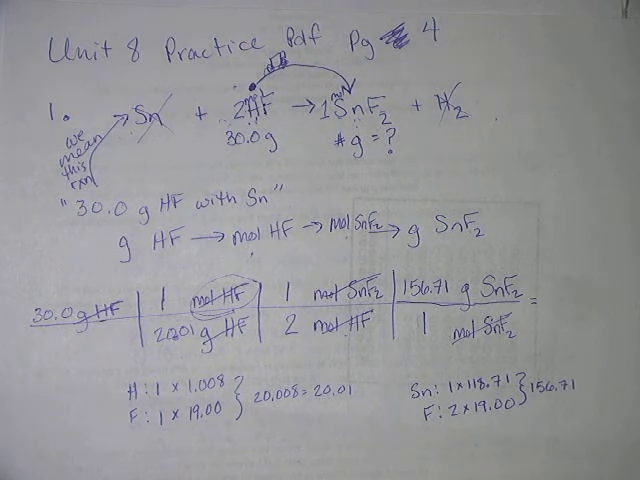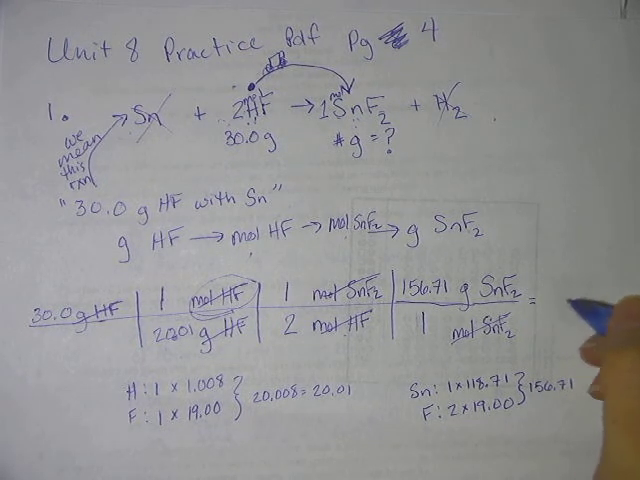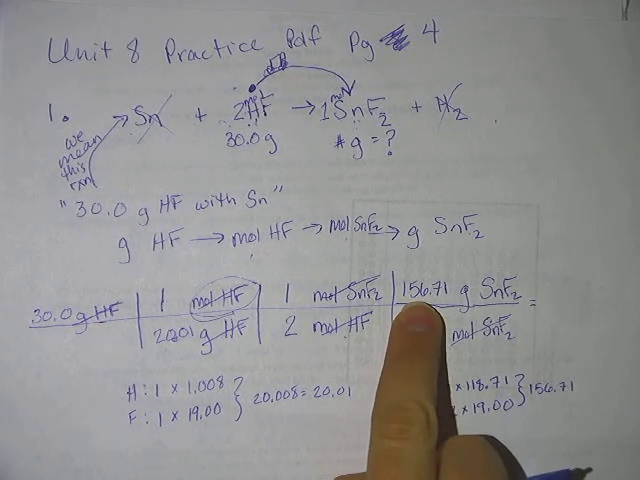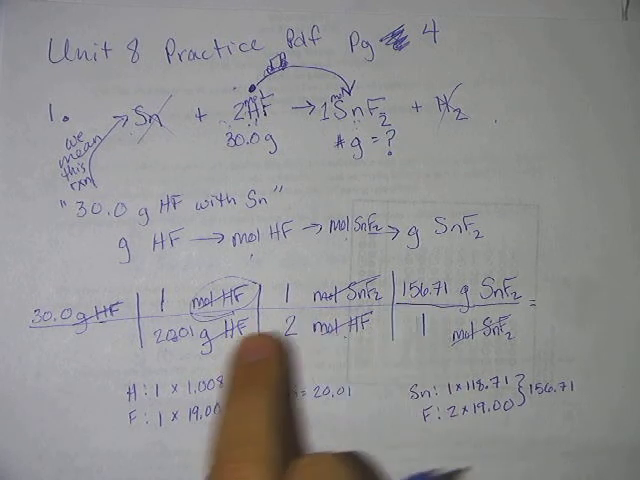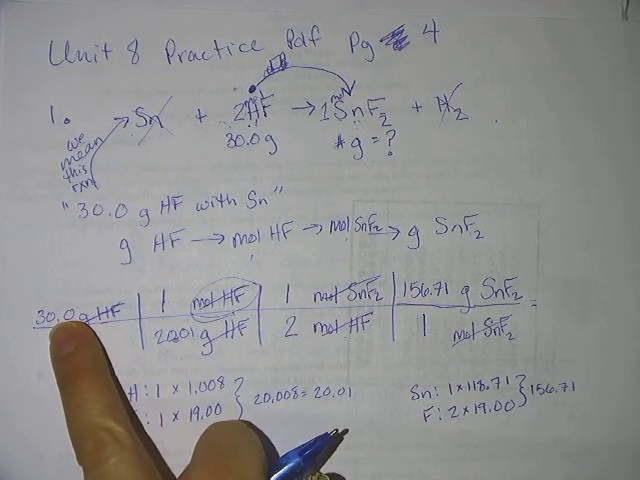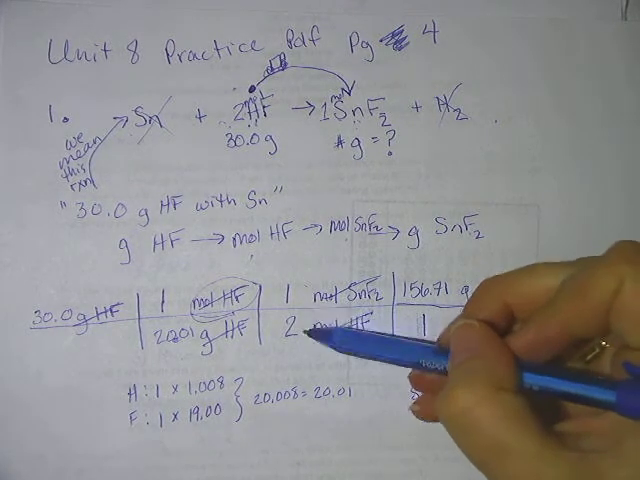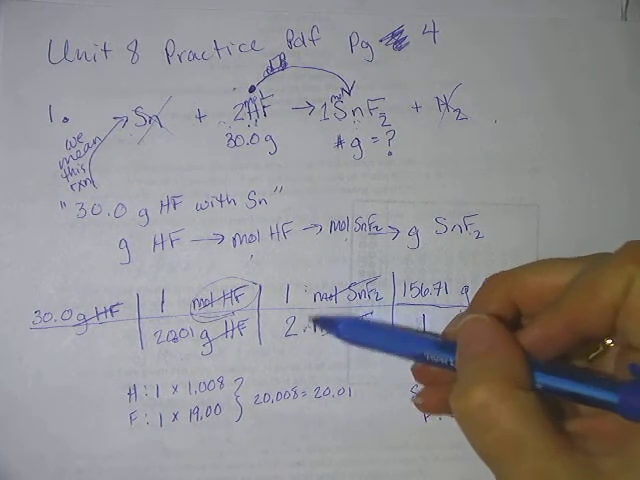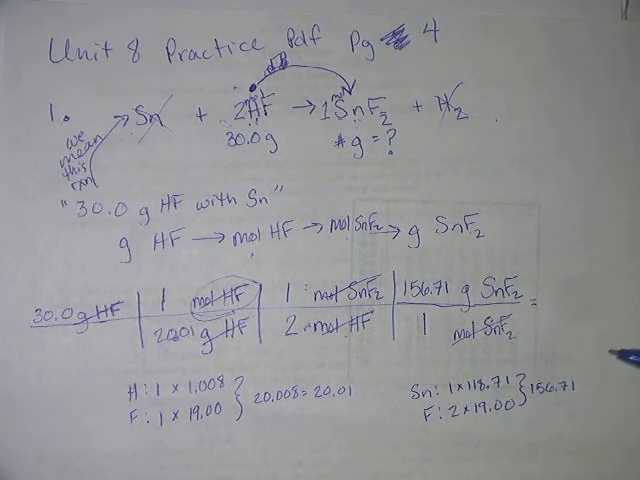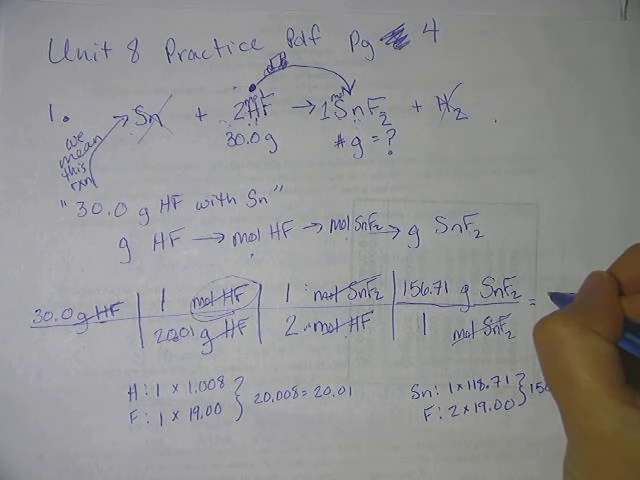How many sig figs should my answer have? How many does this number have? 5. How many does this number have? 4. How many does this number have? 3. These mole ratios, how many sig figs do they have? Infinite. So out of infinity, 5, 4, and 3, what's the smallest? 3. So my answer should have how many sig figs? 3.